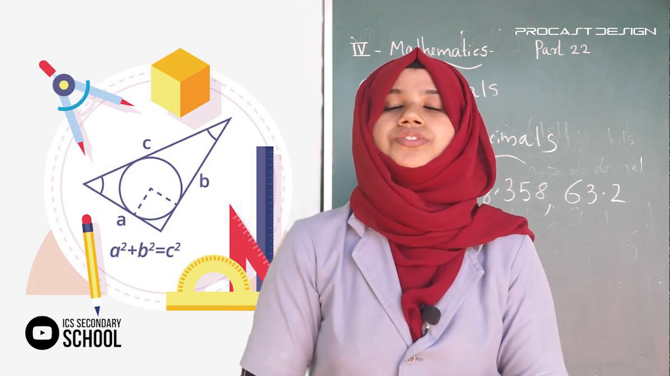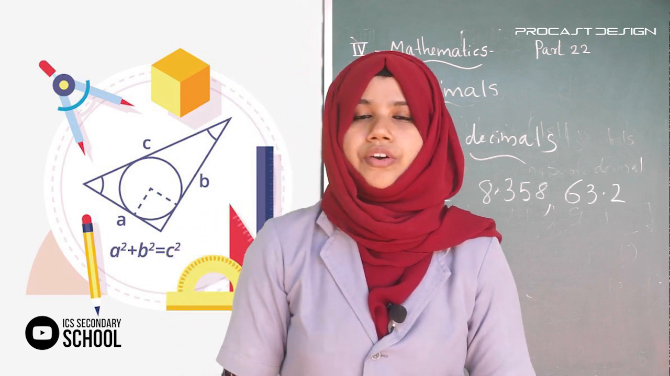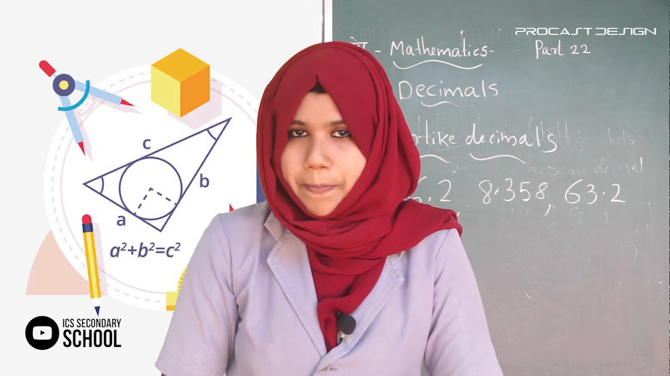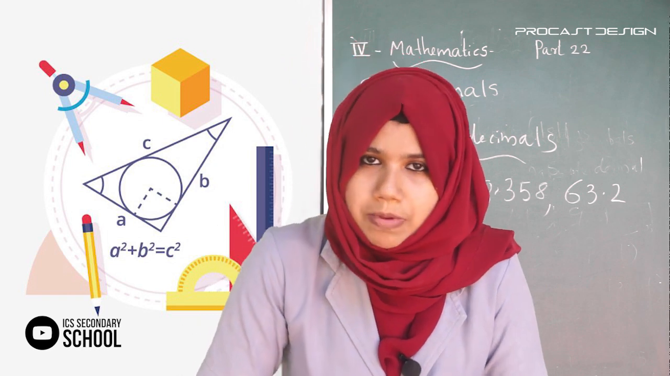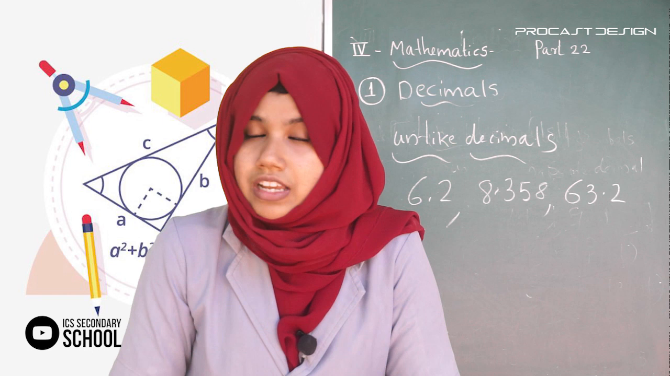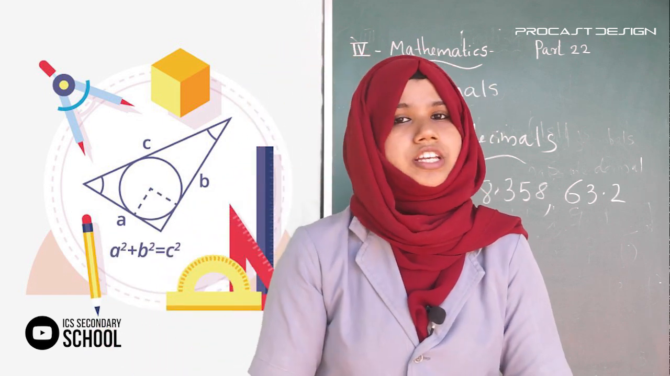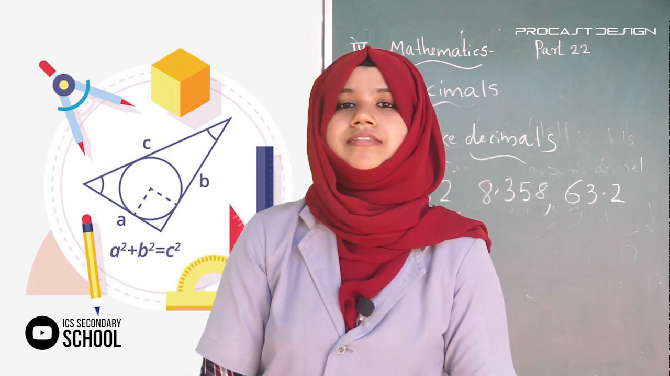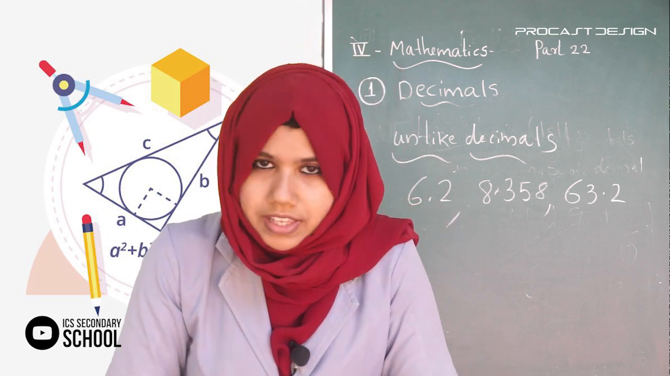So today's topics: first we learned about decimals. Then we learned about decimals arranged in a place value chart, then fractions expressed as decimals, decimals expressed as fractions, then like and unlike decimals, and equivalent decimals. So I think you have understood all the topics that we learned today.